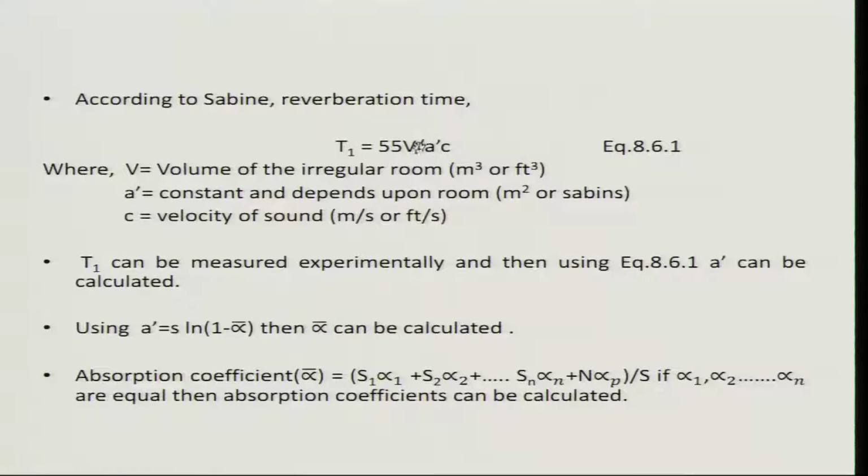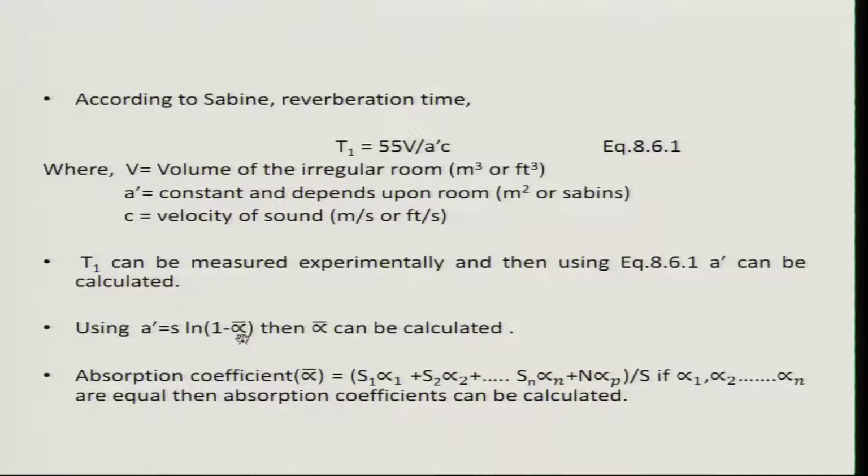So, from that I can calculate alpha prime. Once I have alpha prime, I use this relation, and from this alpha prime, S is the surface area of the room, that again can be measured. So, from that I can calculate alpha bar, which is the absorption coefficient of the room. For a reverberation room, it will be very small.